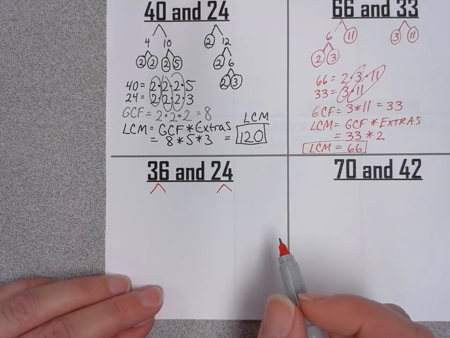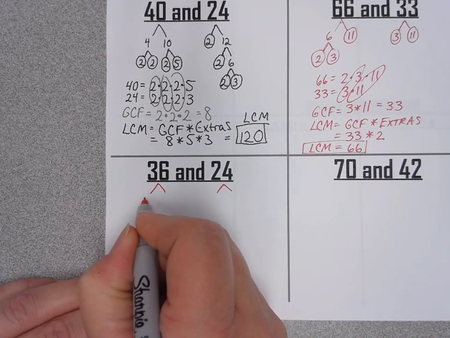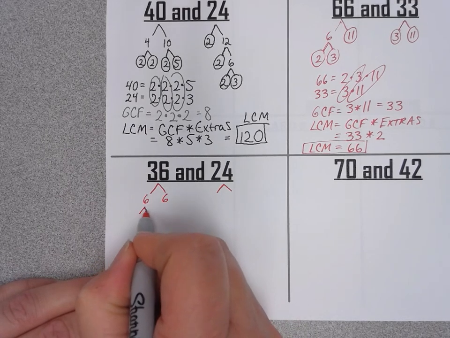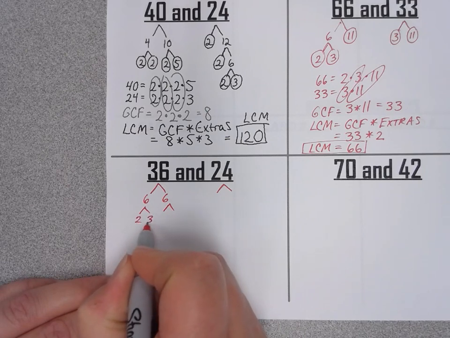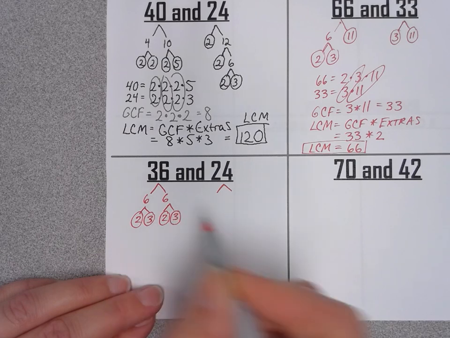So we'll carry on. With that, we need a tree for 36 and 24. Well, 36 could be 6 times 6. And if you notice, 6s are composite, so we'll break them both down again. 2 times 3 would work for both of these. And 2s and 3s are all prime.